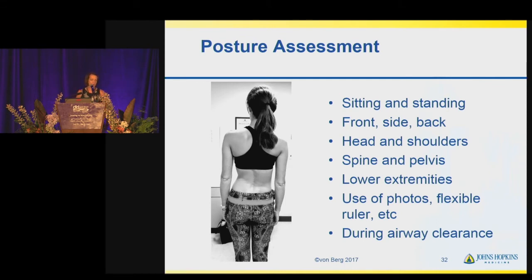I really like to take pictures because I think they can give a good before and after, both for me and for the patient, so they can see the changes. But there are other tools, goniometers, flexible rulers, et cetera, that you can use to track or to measure posture. I'm also concerned about posture during airway clearance.